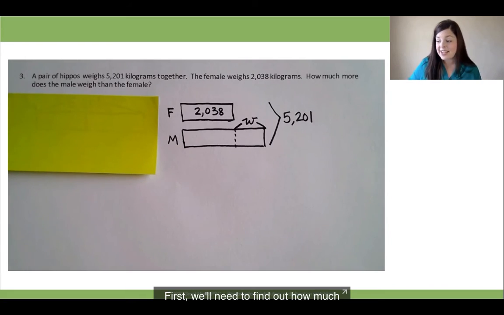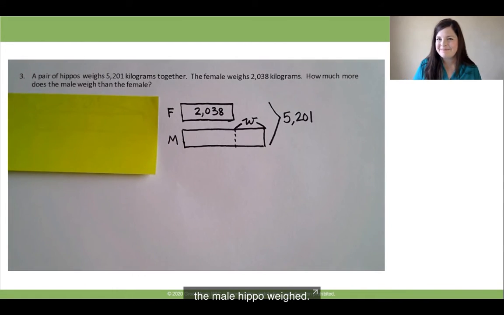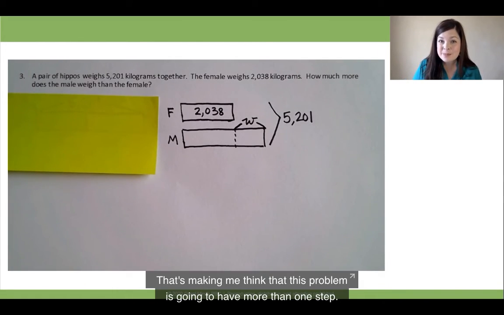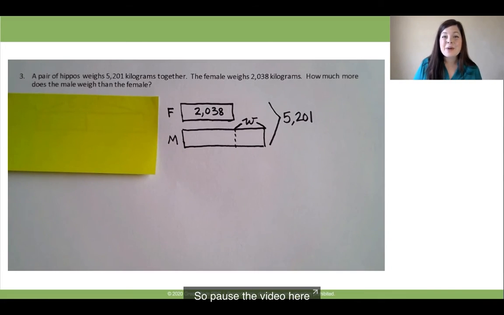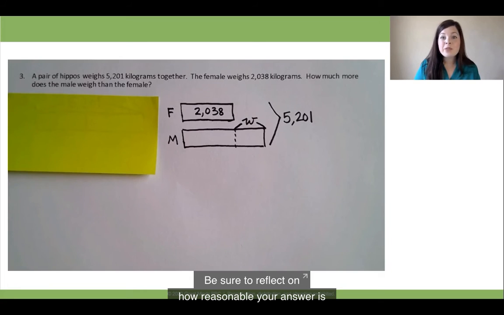First, we'll need to find out how much the male hippo weighed. That's making me think that this problem is going to have more than one step. So pause the video here and solve the problem using numbers and write an answer statement. Be sure to reflect on how reasonable your answer is, and then come back and we'll compare our answers.